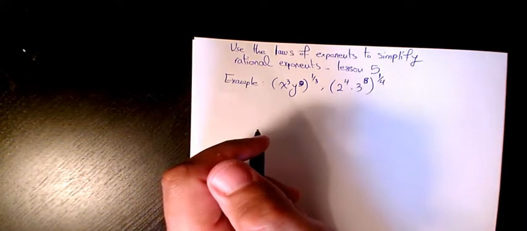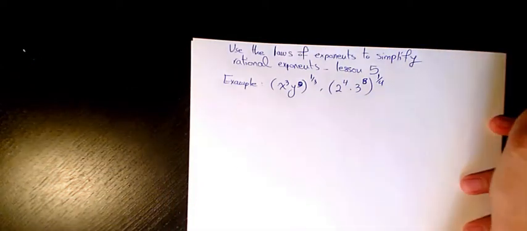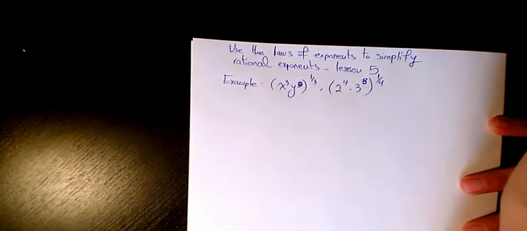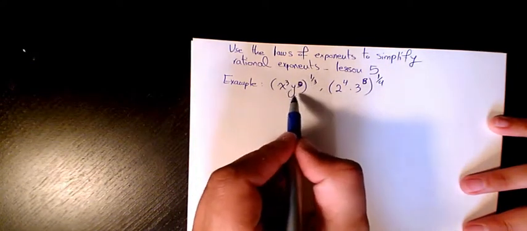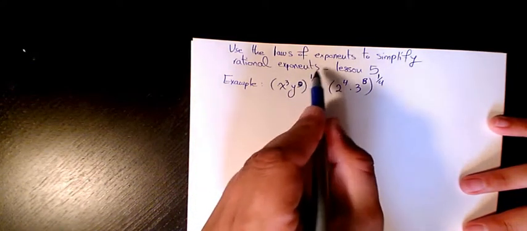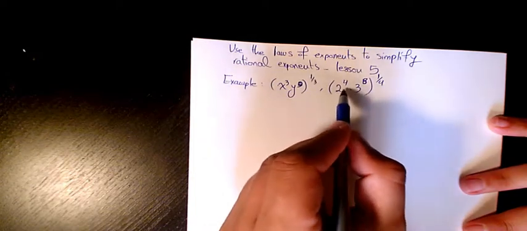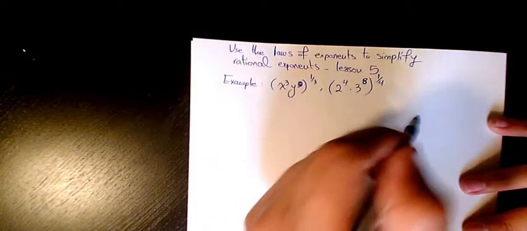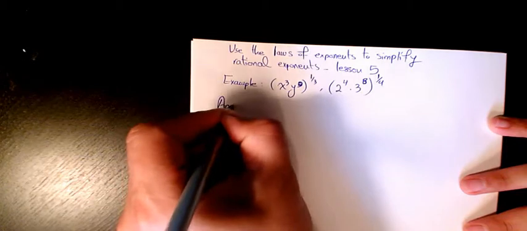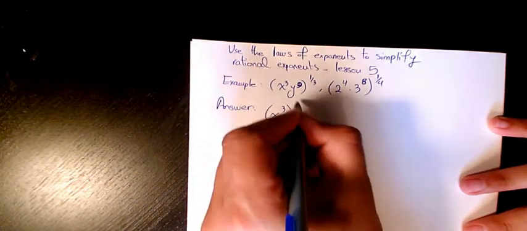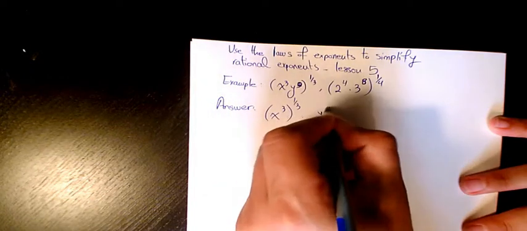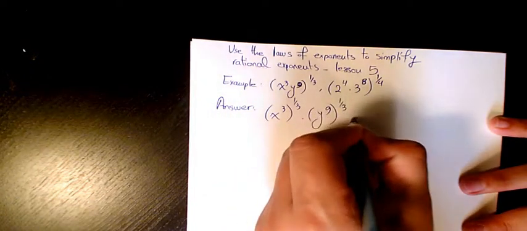In this video I continue with using the laws of exponents to simplify rational exponents. The first example I have is (x to the power of 3 times y to the power of 9) to the power of 1/3, and (2 to the power of 4 times 3 to the power of 8) to the power of 1/4. The answer will be, first of all I need to separate them: x to the power of 3 to the power of 1/3, y to the power of 9 to the power of 1/3.